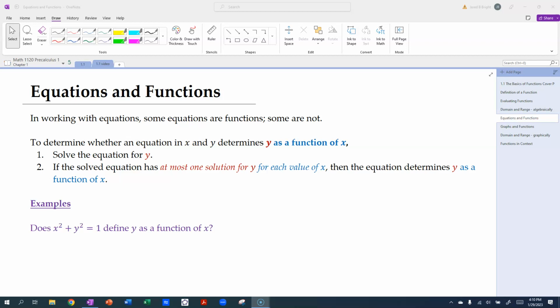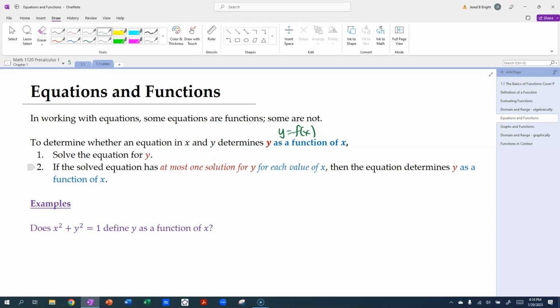So if we have y equals f of x, we say this little bit of language: y is equal to f of x, so we can say y is a function of x, right? So how, if we're not given that notation, y equals f of x, how do we know if it's a function? We might have an equation.